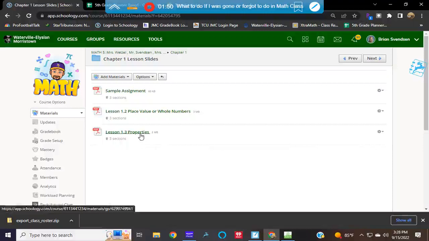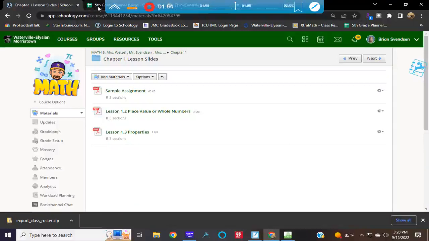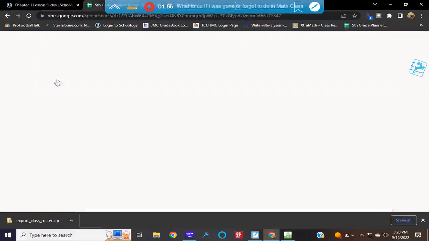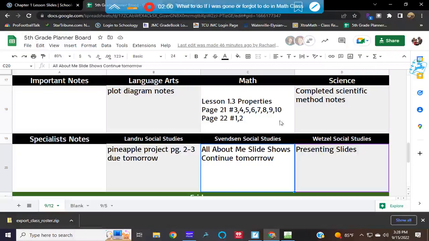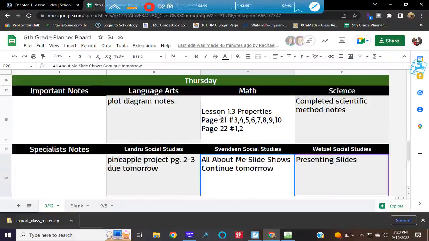So today was lesson 1.3. If you look at the fifth grade planner board, and all the kids have it, this is what they should have written in their planner. You see that today is Thursday, so lesson 1.3 properties, page 21, number 3, 4, 5, 6, 7, 8, 9, 10. But this is the key, so you know what to look for.